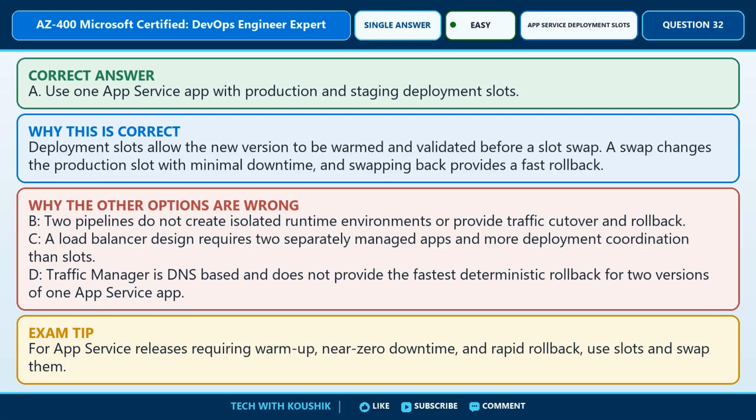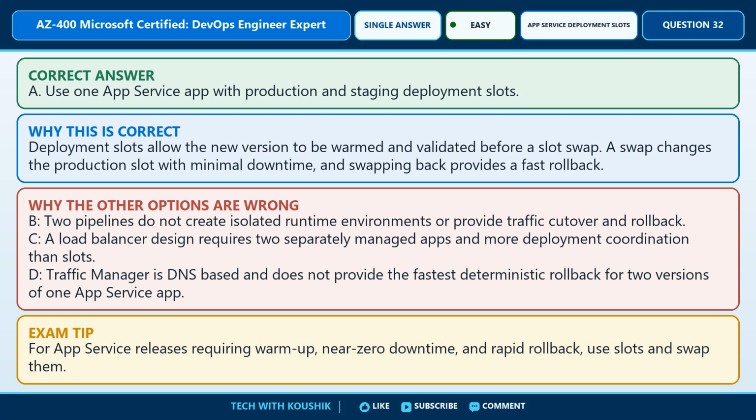The correct answer is Option A. Use one App Service app with production and staging deployment slots. Here's why. Deployment slots allow the new version to be warmed and validated before a slot swap. A swap changes the production slot with minimal downtime, and swapping back provides a fast rollback.